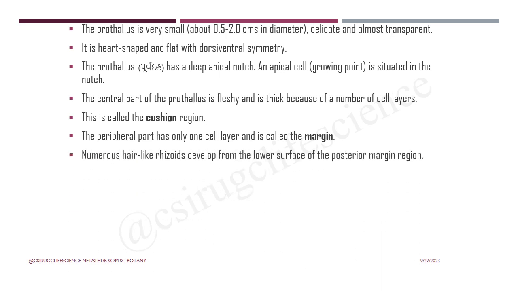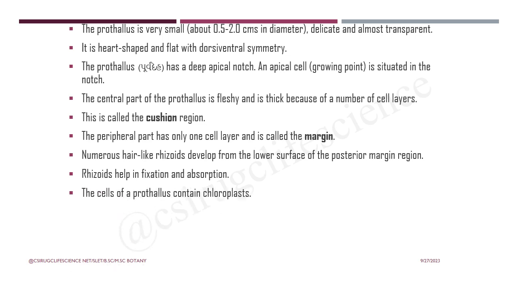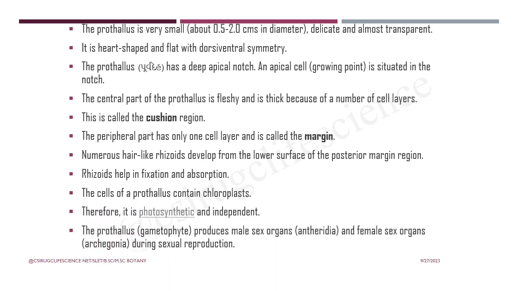Numerous hair-like rhizoids develop from the lower surface of the posterior margin region. Rhizoids help in fixation and absorption. The cells of a prothallus contain chloroplasts. Therefore, it is photosynthetic and independent. The prothallus produces male sex organs and female sex organs during sexual reproduction. These develop on the lower surface facing the soil.